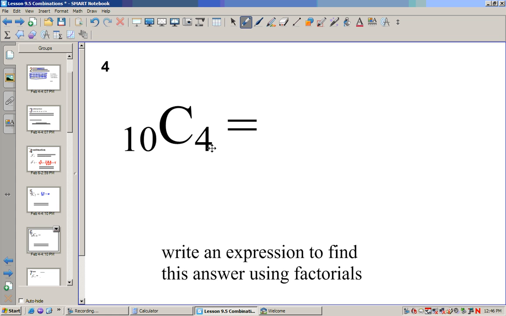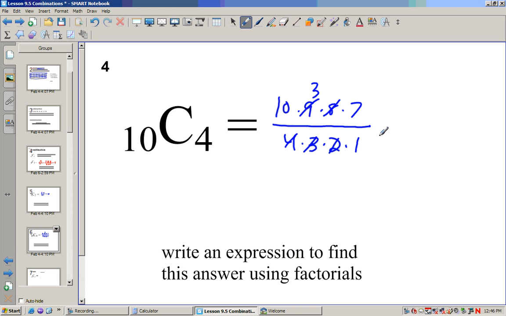Now 10 choose 4. Alright, now this gets a little trickier. There's 4 spots, so it's 10 times 9 times 8 times 7. Now we divide it by how many ways we can permutate 4, so 4 times 3 times 2 times 1. Now to simplify it, 8 is divided by 8, which is 4 times 2, that'll cancel out. 9 divided by 3 will be 3. So 7 times 3 is 21, 21 times 10 is 210.